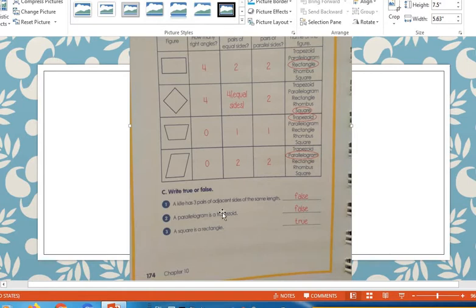A kite has 3 pairs of adjacent sides of the same length? No, not 3 pairs, just 2. A parallelogram is a trapezoid? Of course not. A square is a rectangle? True, it's a kind of rectangle.